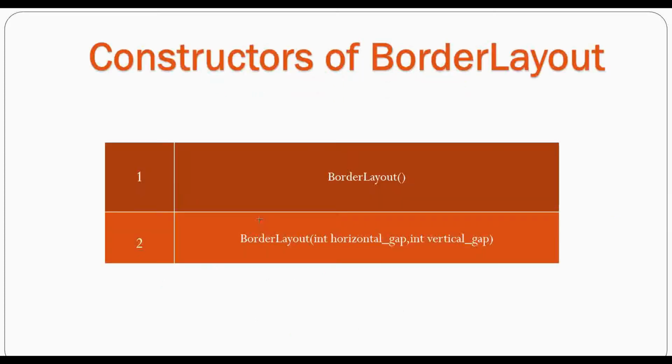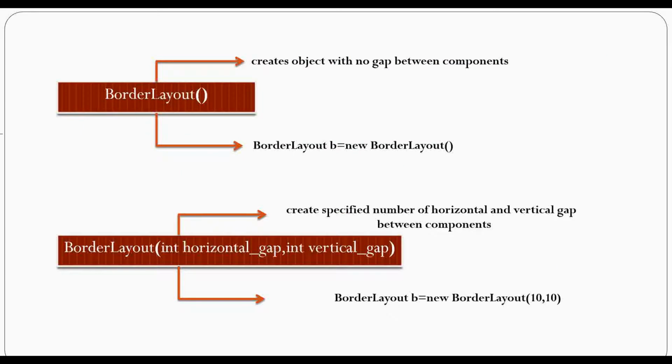Now let's see how to use border layout. For that we have to learn about border layout's constructors. This layout provides only two constructors. The first one is the default constructor and the second constructor takes two integer parameters. We will see each constructor in detail. The first constructor is the default constructor, which creates an object without gaps between components, and it can be used like this. The second constructor takes two integer parameters, which create the specified horizontal and vertical gap between components, and can be used like this.